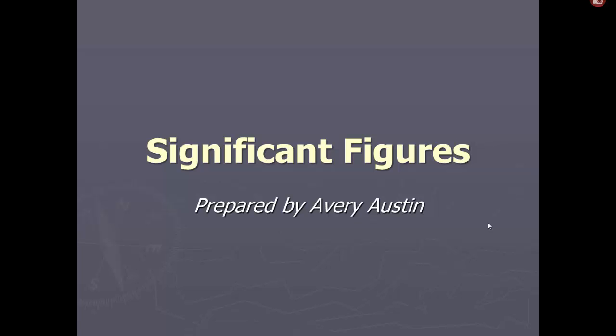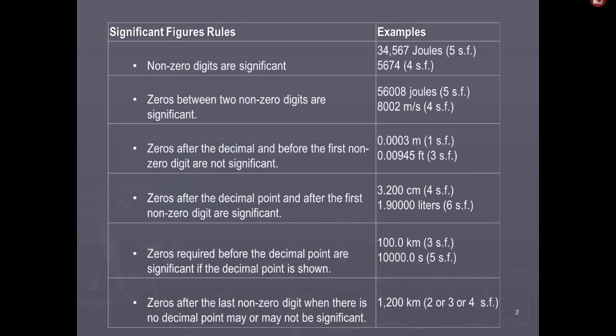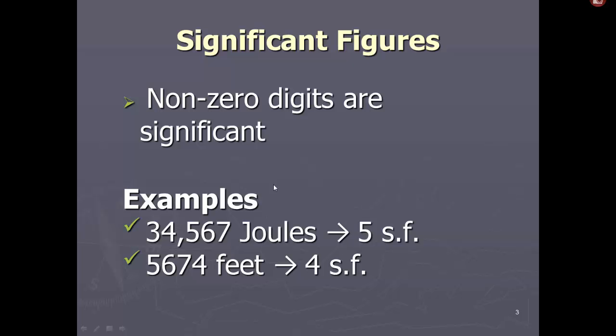What we have here is a presentation on significant figures prepared by Avery Austin. There are basically six total rules. However, only one of those has some uncertainty. The others are pretty standard and can be applied regularly without any problems. I'll cover each of those in the following slides.